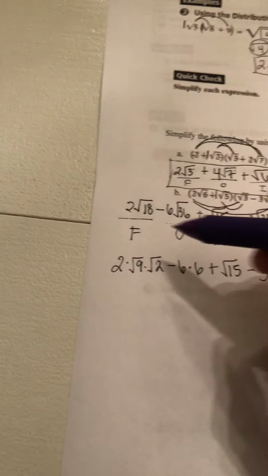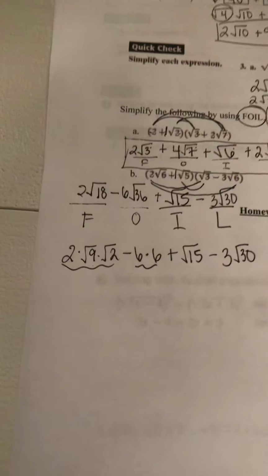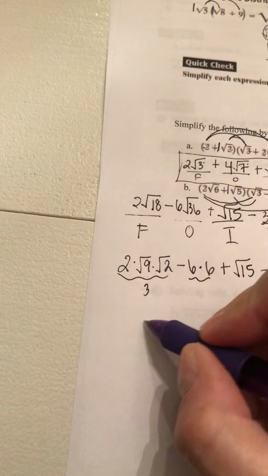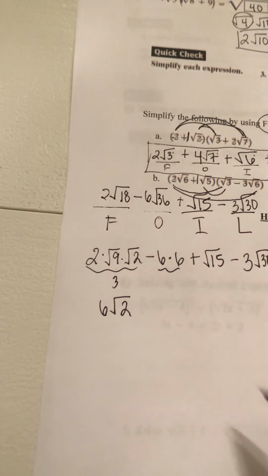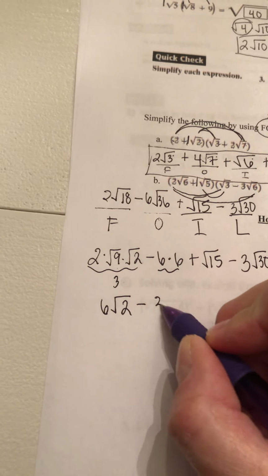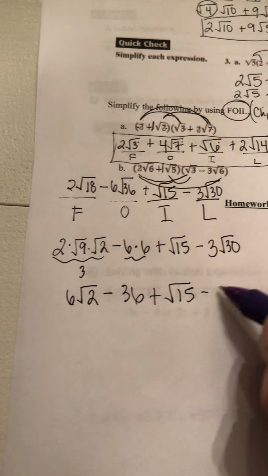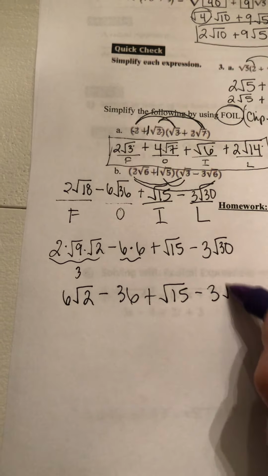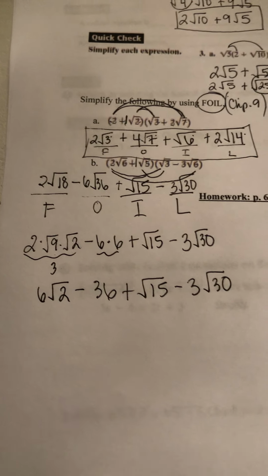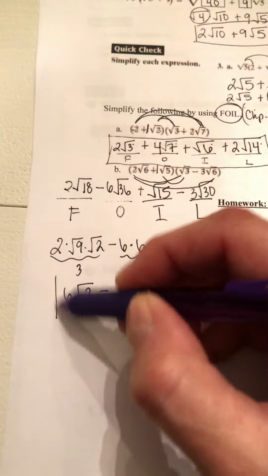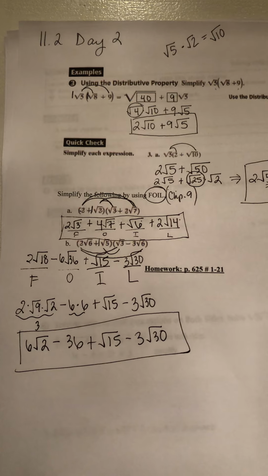So if I come back and clean up the first 2 terms, F and O, square root of 9 is 3, 2 times 3 is 6, so out in front of that root 2 I now have a 6. This is just going to be minus a regular old number 36, plus the square root of 15, minus 3 square roots of 30. So we cleaned these 2 up, but still none of these terms can be combined because none of them are like radicals, and this term here isn't even a radical anymore. So the answers are not pretty, but that would be the simplified version of that product.